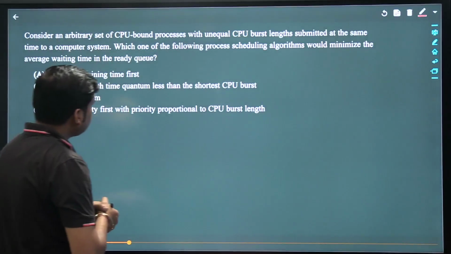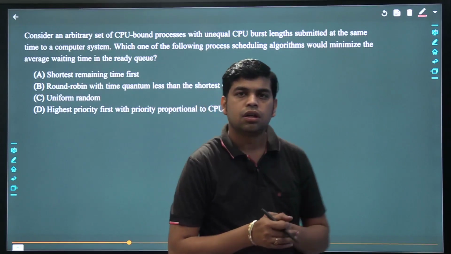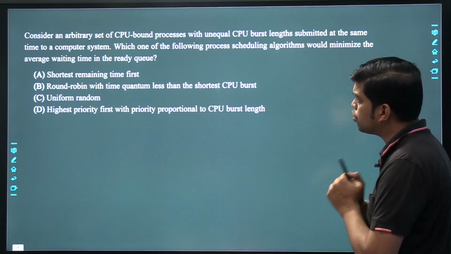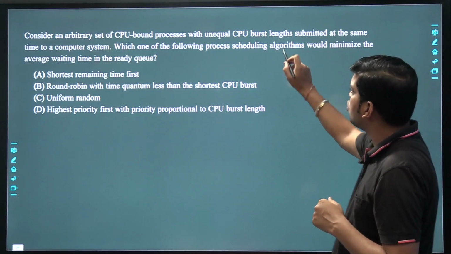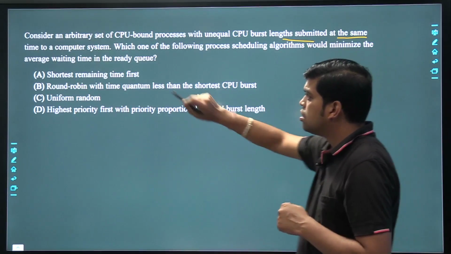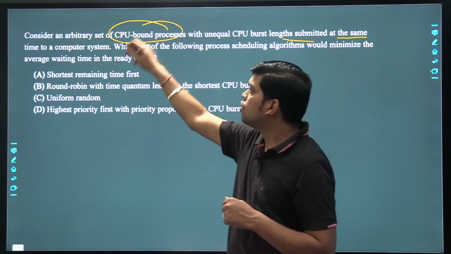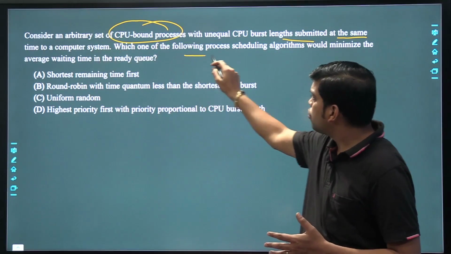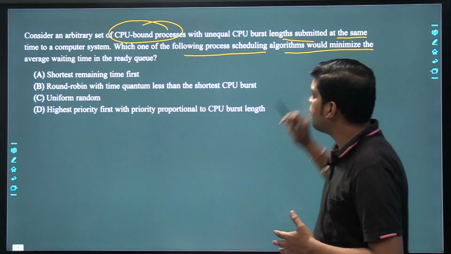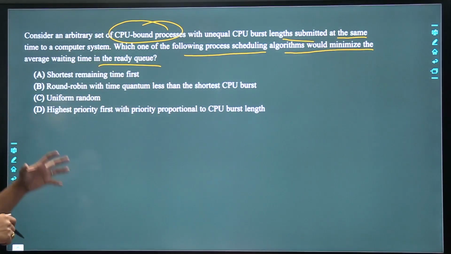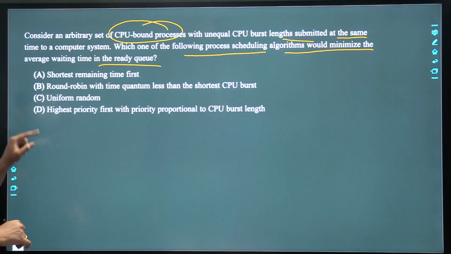Now in this question, again that is a simple theoretical question. Consider an arbitrary set of CPU bound processes with unequal CPU burst lengths submitted at the same time to the computer. We know that CPU bound means the processes spend maximum time on the CPU. Which one of the following process scheduling algorithms would minimize the average waiting time in the ready queue?